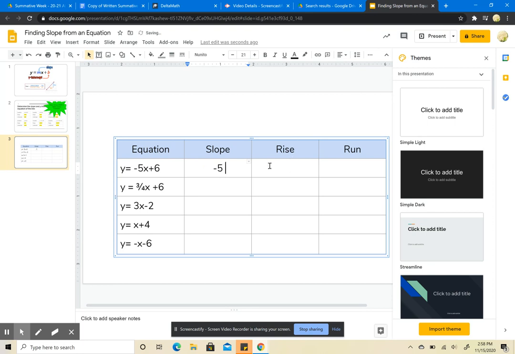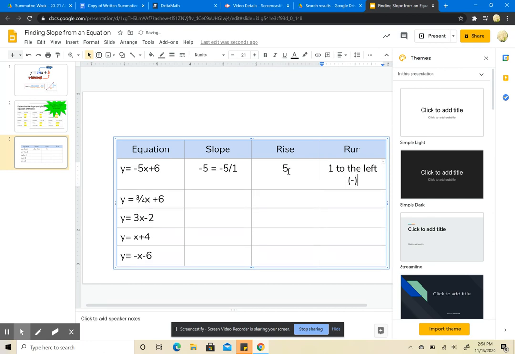What does that mean in terms of rise and run? I can write this as a fraction. -5 can be written as -5 over 1, which means that my rise would be 5 and my run would be 1 to the left. The reason I want to go 1 to the left is because this is a negative slope. So I want my line to be pointing upwards to the left. So if I'm going to rise 5, I want to run once to the left.